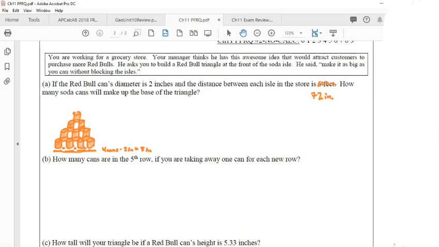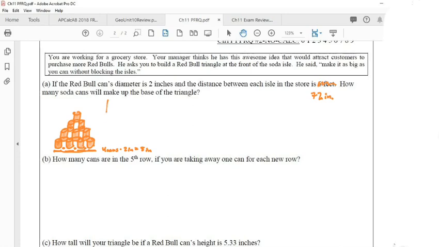But you understanding the context does help you solve the problem. It says if the Red Bull can's diameter is 2 inches and the distance between each aisle of the store is 72 inches, how many soda cans will make up the base of the triangle? 36. Okay, wait. Do we have to make sure that we're not blocking the aisle? Yes, you have to make sure. It says it right there. Now notice that it says the distance between each aisle.